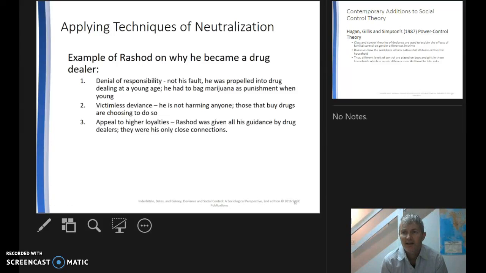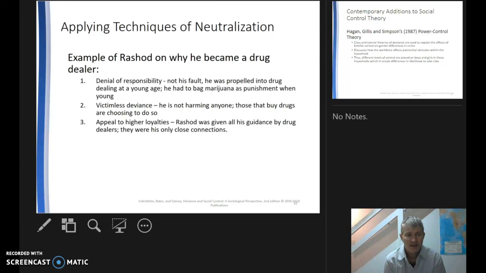Coming back to the techniques of neutralization and the example of Rashad and Jamila, we can use the techniques to explain why Rashad became a drug dealer. Think about the denial of responsibility. Well, it's not really his fault. He was propelled into drug dealing at a young age. He had to bag marijuana as punishment when he was young, for God's sake. And look at the neighborhood he lived in. Or victimless deviance: he's not really harming anyone. Those that buy the drugs, they're choosing to do so. They're engaging in the expression of their own free will.